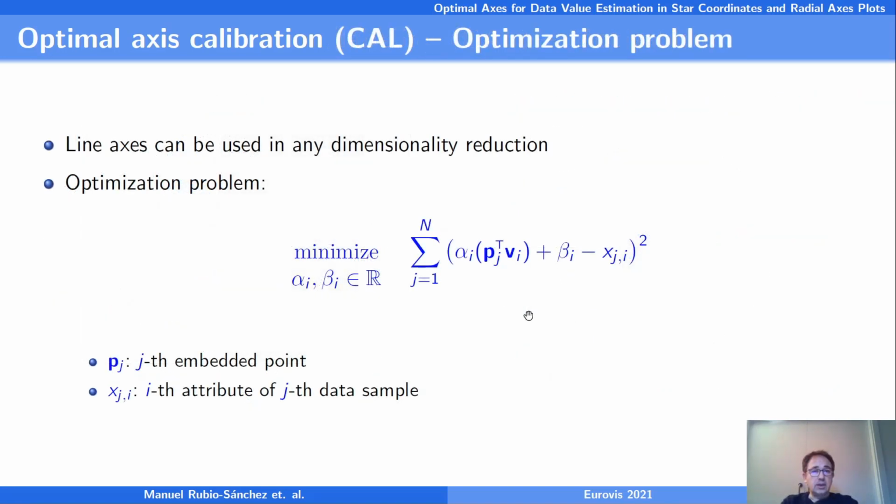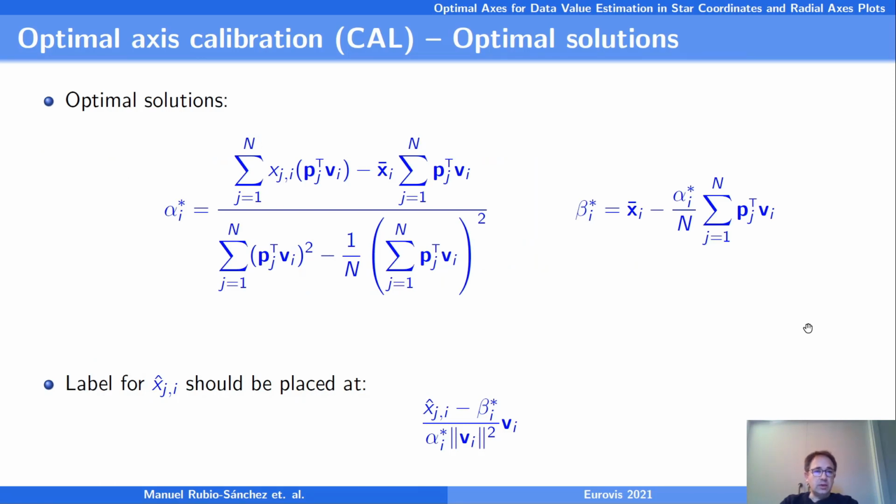So you can use line axis within any dimensionality reduction method, but you have to be aware that you have to label the axis correctly. We accomplish this by solving that optimization problem. The alphas would be the scalings of the axis, the betas would be the shifts, those dot products would be the estimates, and finally x would be the data values. So these are the optimal solutions. They are pretty straightforward, but you can find the full derivations in the supplemental material. And finally, the final formula indicates where you would have to place a particular label.